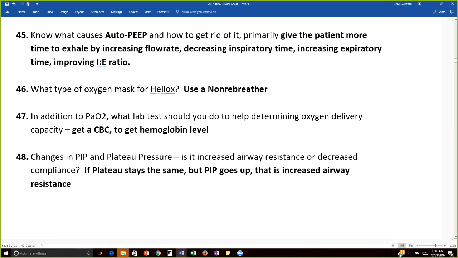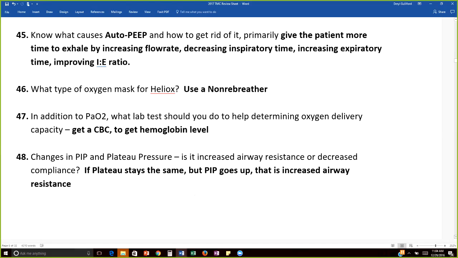Auto-PEEP is a big issue for the NBRC, and it ought to be because it's a huge problem for our patients. To get rid of it, we give the patient more time to exhale by increasing flow rate, decreasing inspiratory time, increasing expiratory time, thereby improving the I:E ratio.